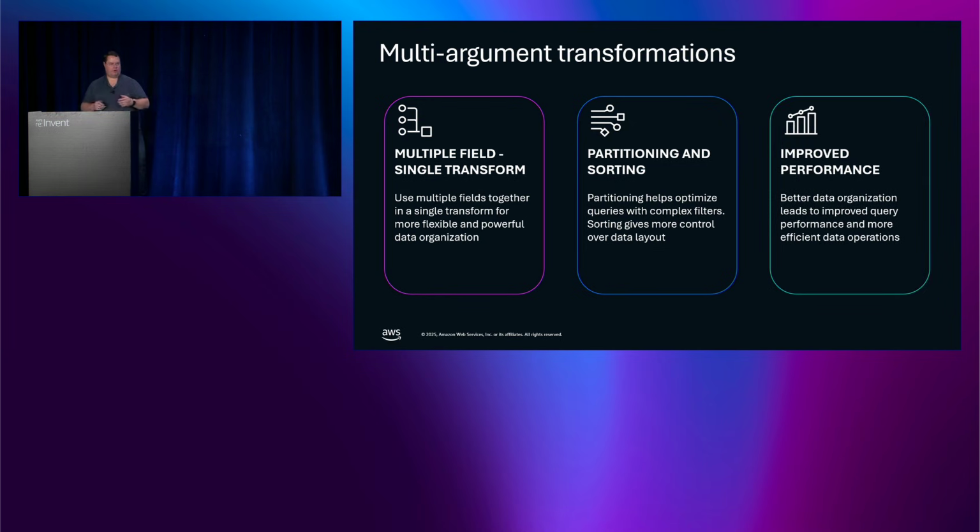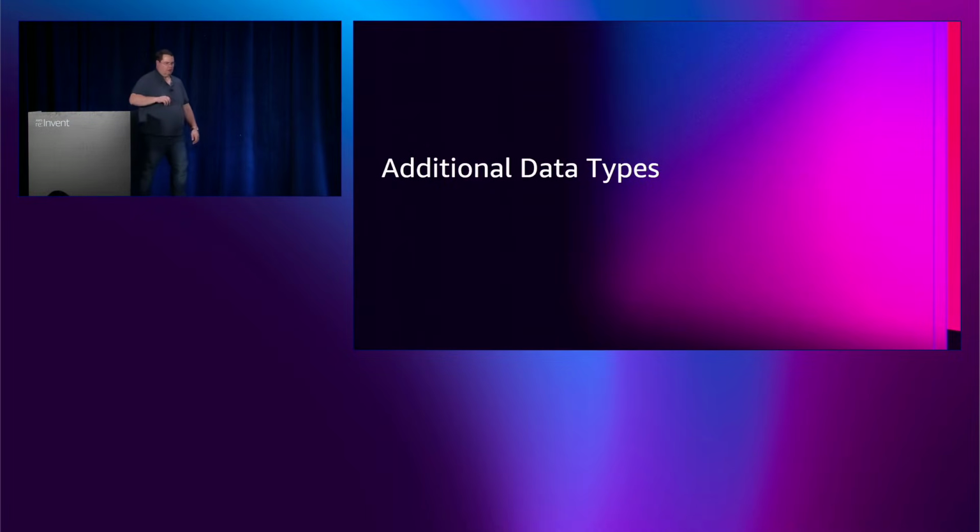But the net for multi-argument transformations is this is a performance feature. So you'll be able to align your end user query patterns more efficiently with specifying multiple columns in those transformations for partitioning as well as sorting. Okay, and then the last section we'll talk about on V3 is additional data types.